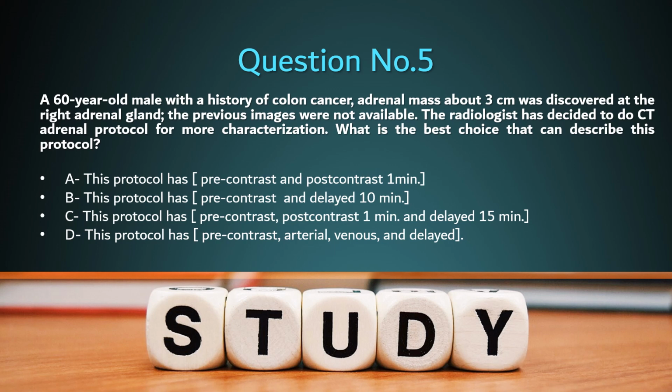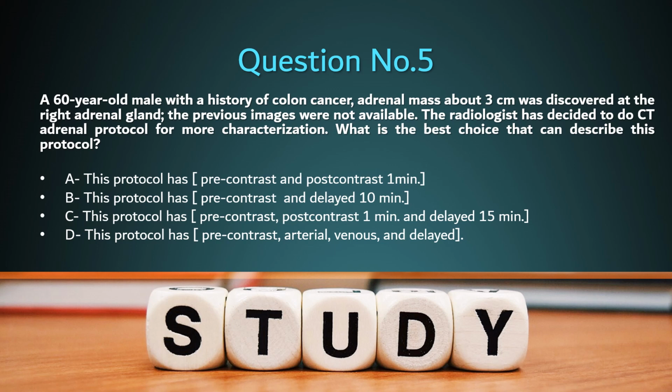Question number 5. A 60-year-old male with a history of colon cancer, an adrenal mass about 3 cm was discovered at the right adrenal gland. The previous images were not available for comparison. The radiologist has decided to do CT adrenal protocol for more characterization. So what's the best choice that can describe this protocol?